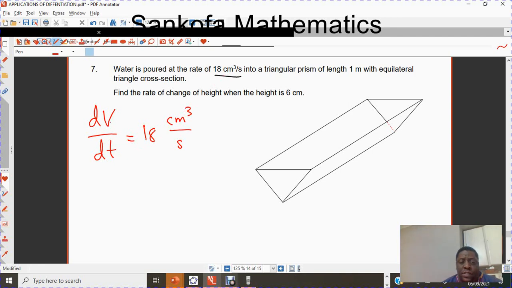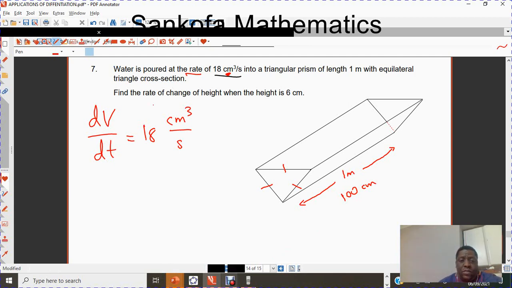So that is dV/dt, because it says rate of change into a triangular prism, and it's 1 meter, with an equilateral triangle. So this is an equilateral triangle here. Okay, and also know that this is 1 meter all the way up to there. And since we are given our things in centimeters, perhaps it will be worthwhile also to record it as 100 centimeters.